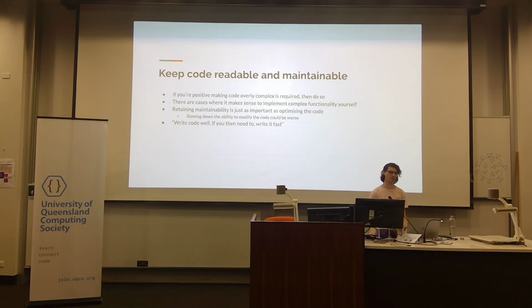Also, keep code readable and maintainable. If you're positive making code overly complex is required to make this acceptably fast, then do so, but otherwise it really just makes the code harder to follow. There are cases where it makes sense to implement complex functionality yourself, but realistically, other people will have done it. Retaining maintainability is just as important as optimizing the code. Slowing down the ability to modify the code is arguably worse than having a slow application. Write code well. If you need to, then write it fast.